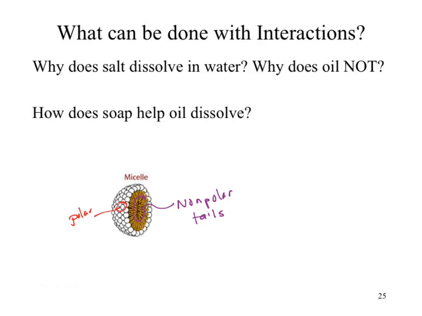We need a long enough chain that it can interact with the dirt molecules, the oil molecules. What is a long enough chain? It depends on what you're trying to do and what you're trying to dissolve. So different soap molecules will have different properties.